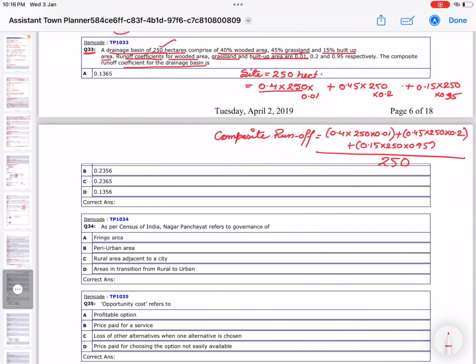And how are we getting this? This is Q equals CIA. So here we are calculating the composite coefficient C. The intensity I is not given, but the area is, and afterwards, when we have a composite C, if we know the intensity and A, we can calculate the total runoff generation.